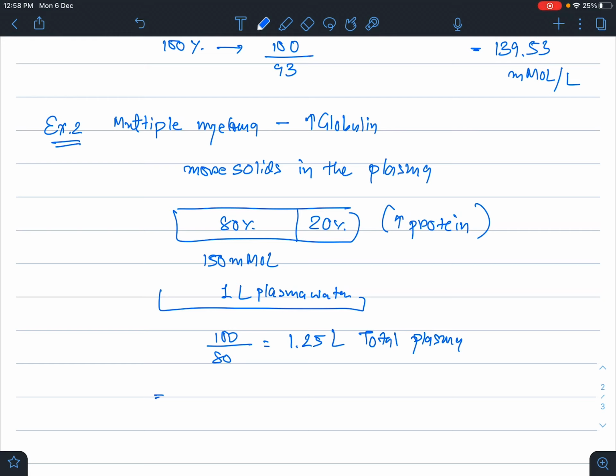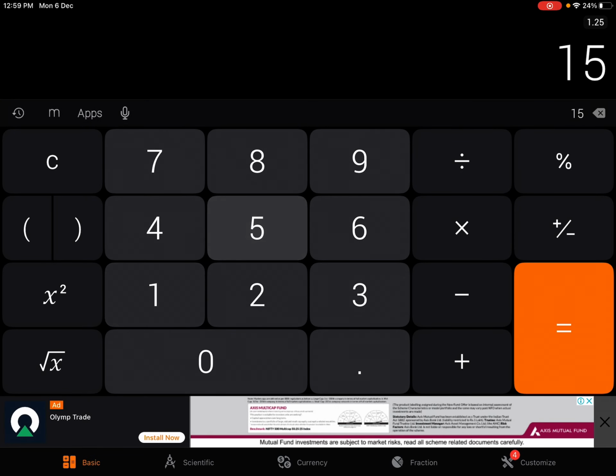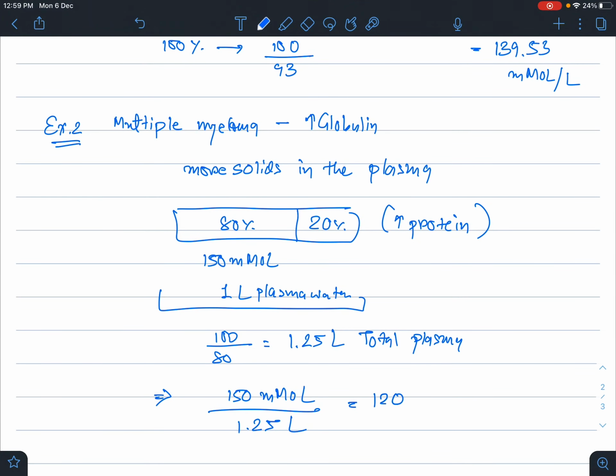So now our detected sodium concentration will be 150 millimole in 1.25 liter of total plasma, which comes down to 150 upon 1.25, that is 120. So it is grossly out of range, because we know that the normal range is 135 to 145.